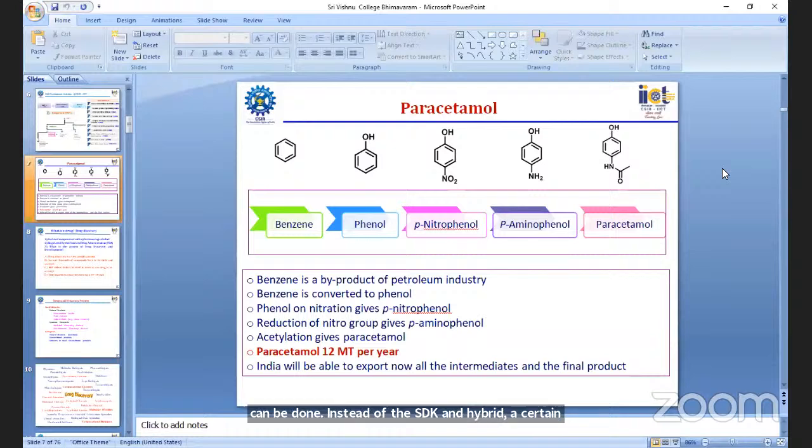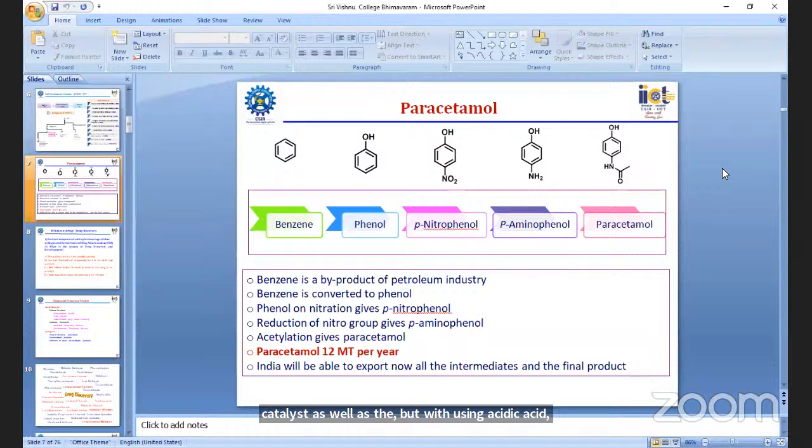Yes, that can be done, so that the process will be simpler and the cost will be lower, and you can use some catalyst by which the acetylation can be carried out. So this is also one of the important reactions. You cannot say that it is simple. If you can develop a catalyst and use acetic acid, this particular step can be done, and the requirement is almost 12 metric tons per year.